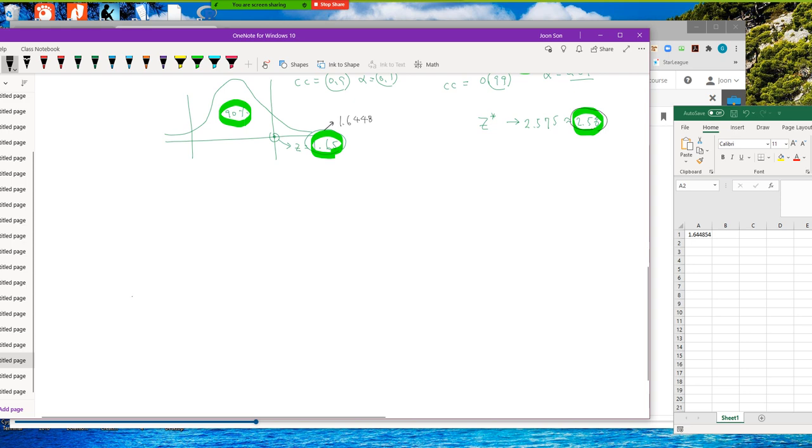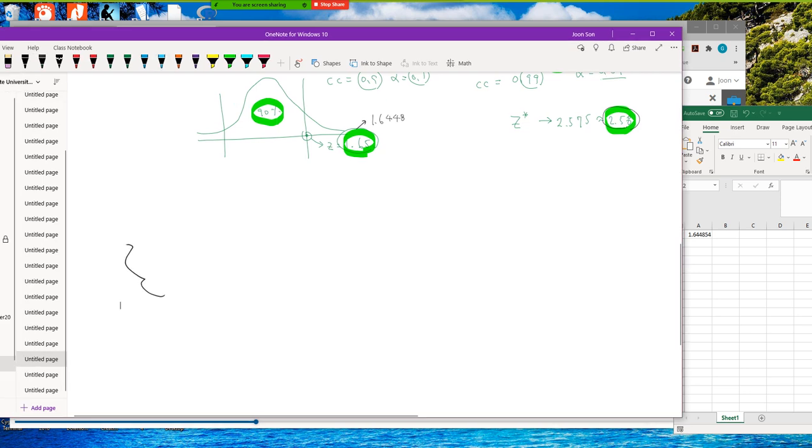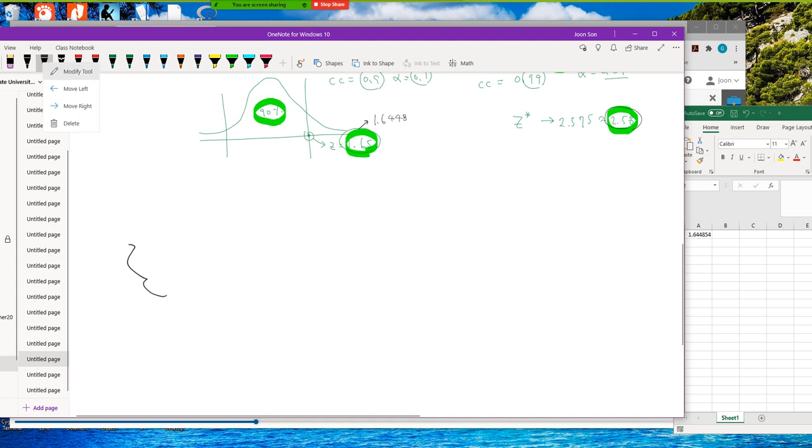The idea is like, let's say we have a... oops, this is too thick. I'm gonna delete this. I usually don't really use this thick pen.